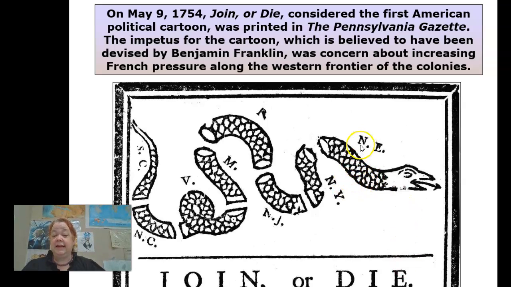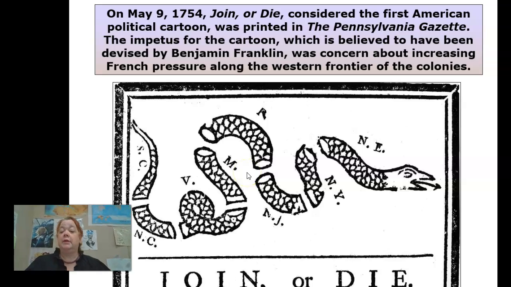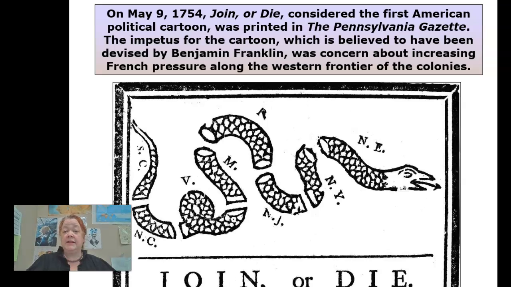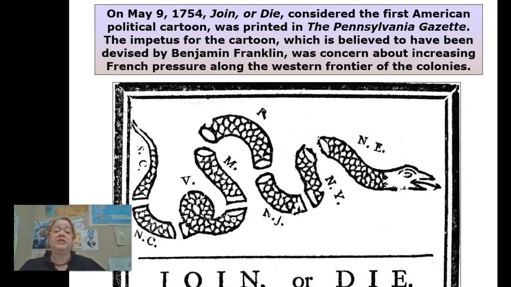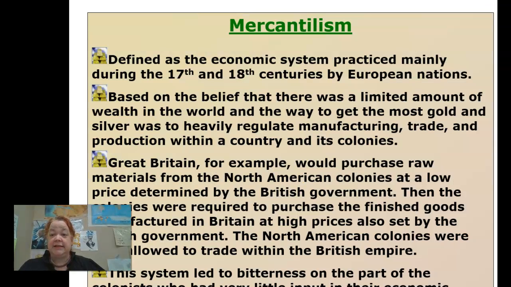Well, if you look at this, NE is New England, NY is New York, NJ New Jersey, R is Rhode Island, Maryland, Virginia, North Carolina, and South Carolina. Georgia seems to be missing. So we have a chopped up snake. What it's saying is if the colonies stay chopped up, we're dead. But unified, we're a rather deadly creature. So he, being Benjamin Franklin, did publish this in the Pennsylvania Gazette, and it was part of his attempts to once again unify the colonies.